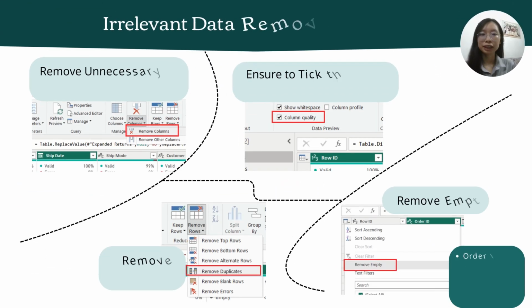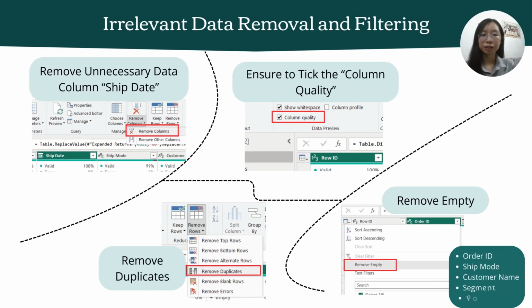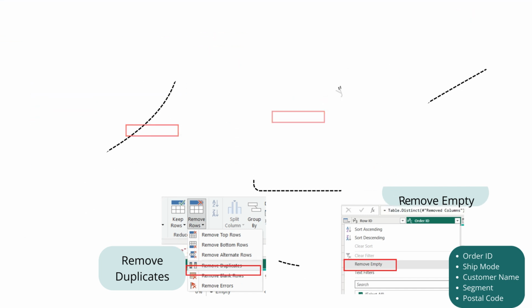In the part of invariant data removal and filtering, the remove columns function was first used to delete unnecessary columns that do not contribute to the analysis, such as the ship date column. Next, the remove duplicates function was applied to eliminate redundant entries within the dataset. Additionally, the column quality feature was activated to provide basic information about errors and empty fields so that we can identify potential issues. Finally, the remove empty function was used to clean up incomplete data in critical columns, such as order ID, ship mode, customer name, segment, and postal code.